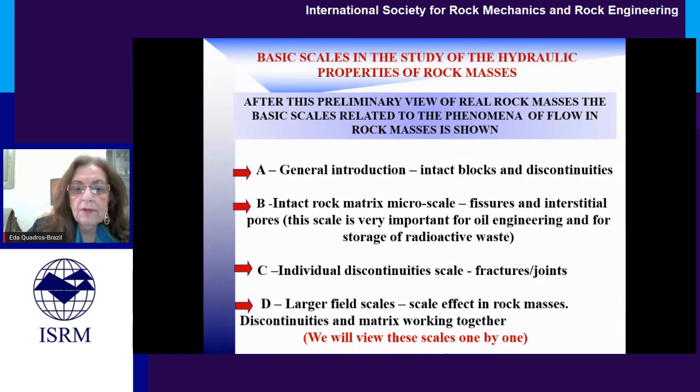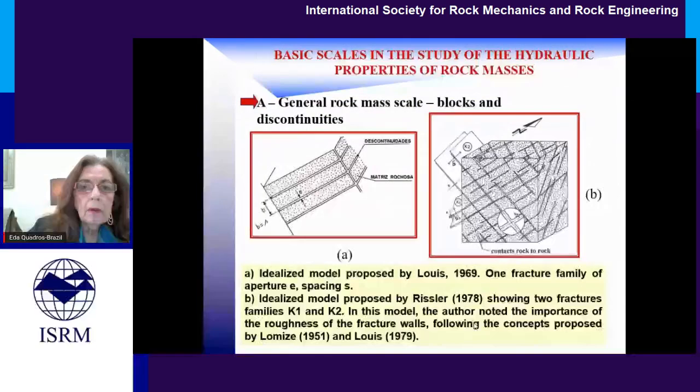The third one is the individual discontinuity scale formed by fractures and joints. And the last one is the larger field scale, the scale effect in rock masses that will be seen, and it affects the discontinuities and matrix working together. The two figures show idealized models of blocks and discontinuities.